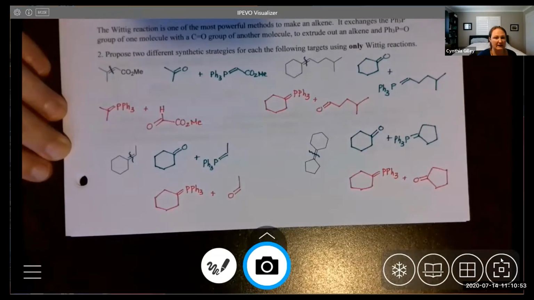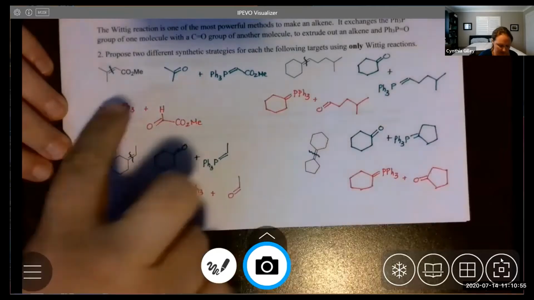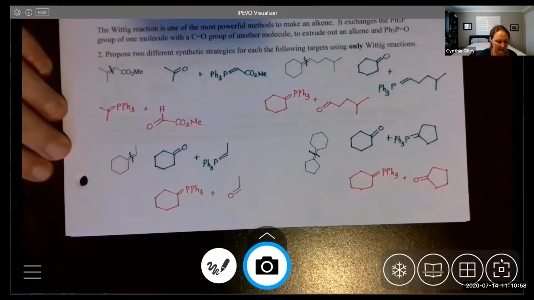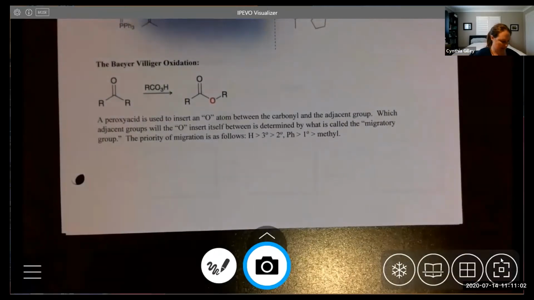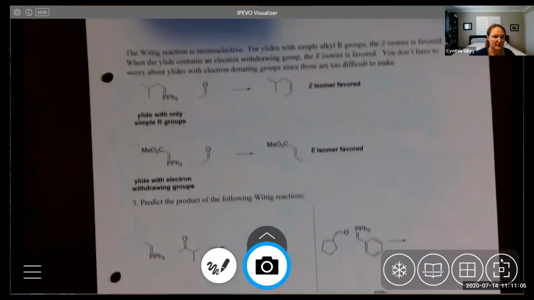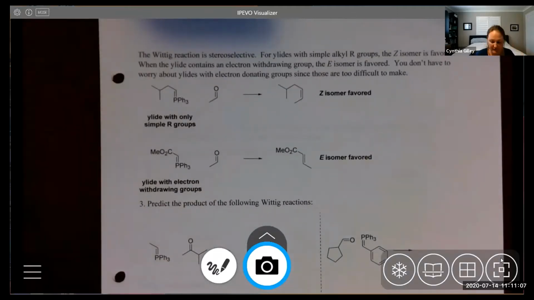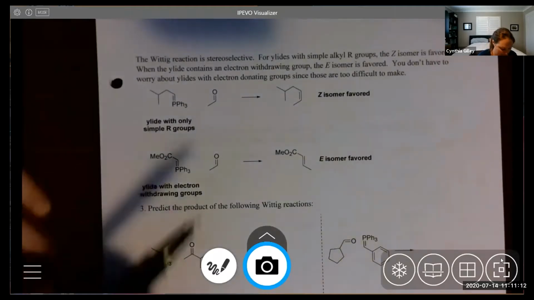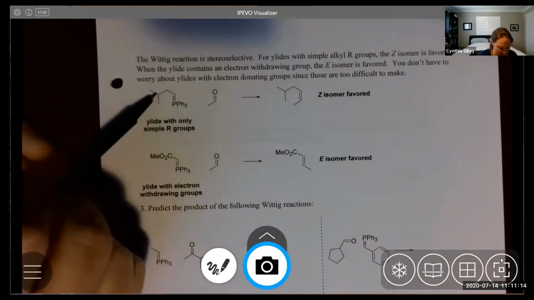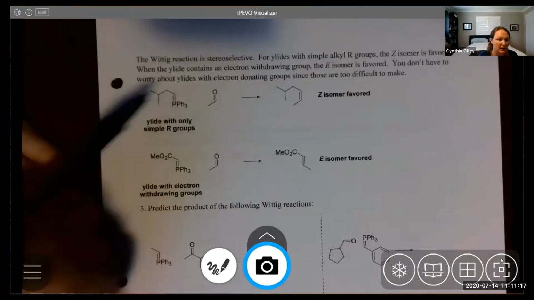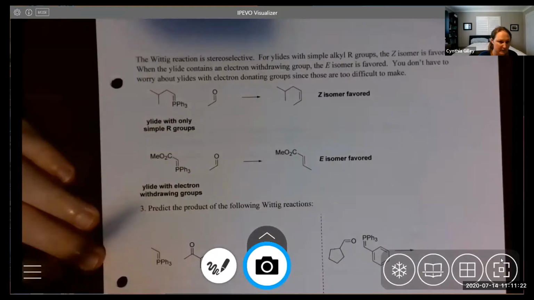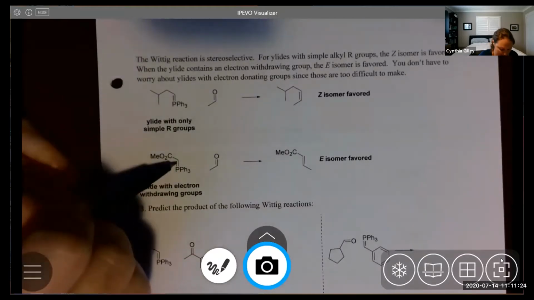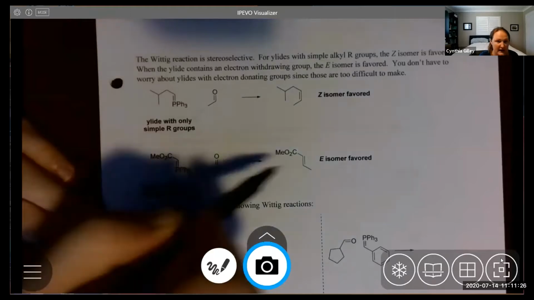And then just always recognizing that the ylide came from an alkyl halide. Okay, so moving on to stereochemistry of the Wittig reaction. So when you have attached here just a regular alkyl group, then typically the Z isomer is favored. If you have attached here an electron withdrawing group, then the E isomer is favored.